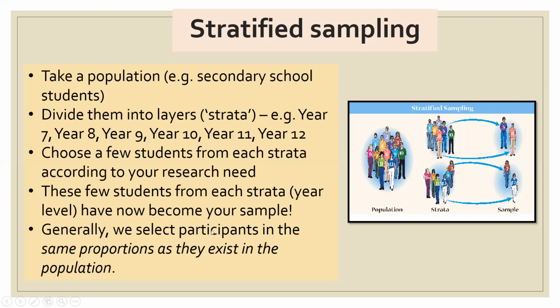Now, generally, we select participants in the same proportions that they exist in the population. This basically means if we've got 200 students to begin with in year 7, and we've only got 100 in year 12, I'm naturally going to be choosing more participants from year 7 because the original number of people in year 7 is bigger to begin with compared to year 12. Okay, so that's what we mean when we say we select participants in the same proportions or the same numbers as they exist in the actual population. Okay, so that's what stratified sampling is about.